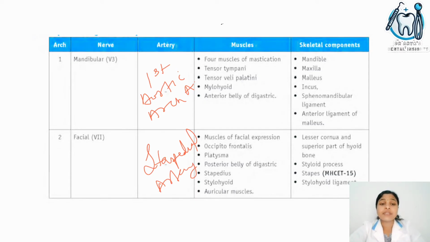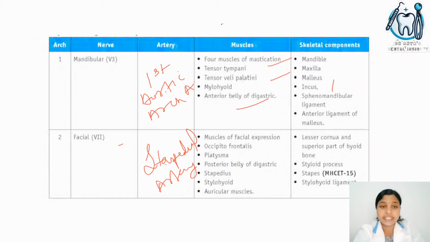So the first arch is supplied by the mandibular nerve and supplies various muscles of mastication, tensor tympani, tensor veli palatini, then anterior belly of digastric and mylohyoid. And the skeletal components are maxilla, mandible, malleus, incus, sphenomandibular ligament, anterior ligament of malleus. Note that malleus and incus are derived from the first arch, that is the mandibular nerve.